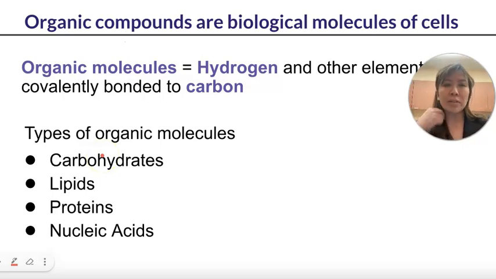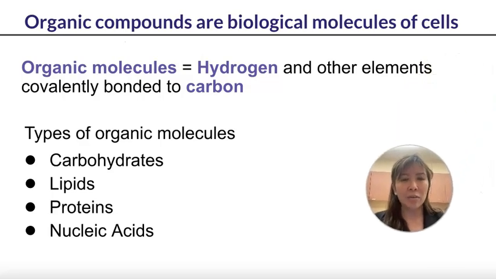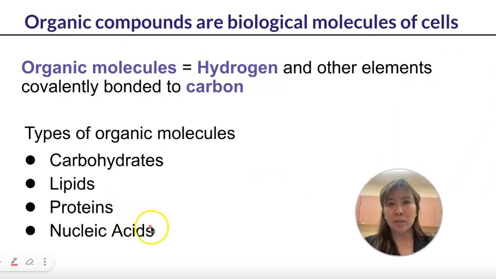Organic molecules, as we mentioned before, are molecules that have carbon as a backbone, linked mainly to hydrogen, but it can also be combined with many other elements covalently bonded to this carbon backbone. We're going to talk about 4 different types of organic molecules today: carbohydrates, lipids, proteins, and nucleic acids.